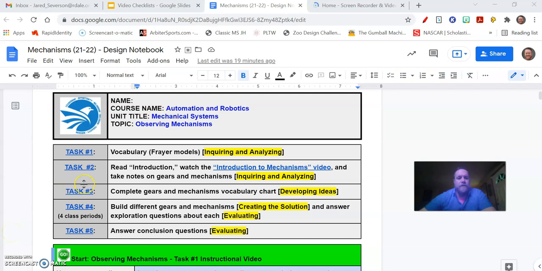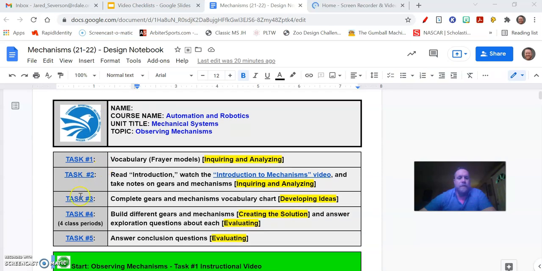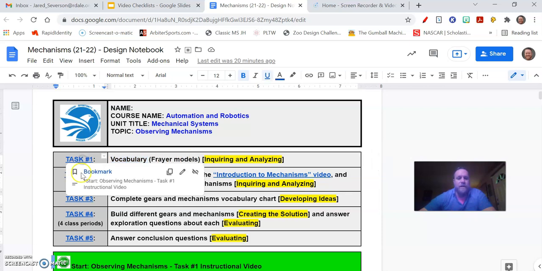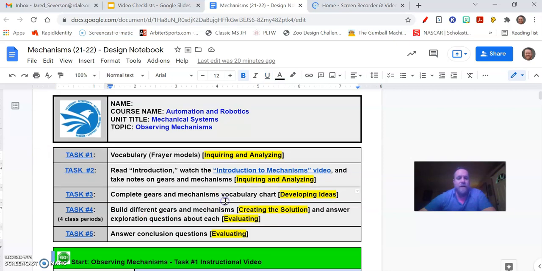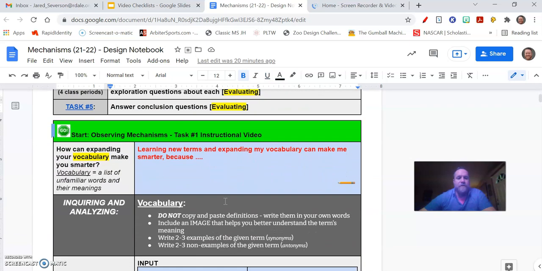Now that our design notebook is open, you can see the project plan here at the top. Today, this first task is task number 1. You're going to be working on the vocabulary, completing the Frayer models, which is inquiring and analyzing. So doing some research and gathering some information about what these terms mean. All of these in the project plan up here are bookmarked, so you can click on task 1 and it will drop you down. Task 1 is right underneath the project plan here. So you see the go sign for task number 1.